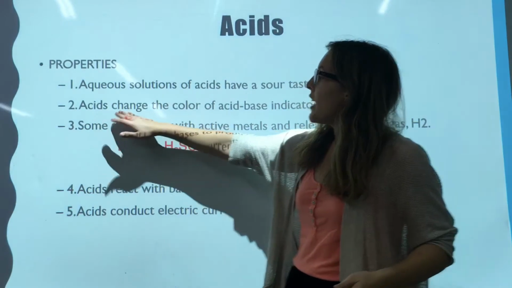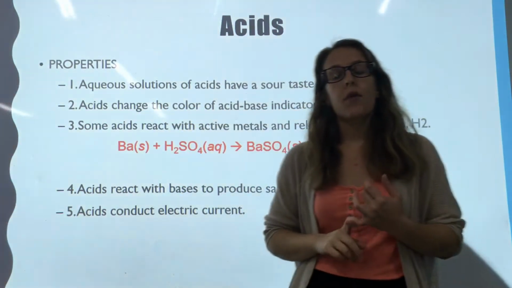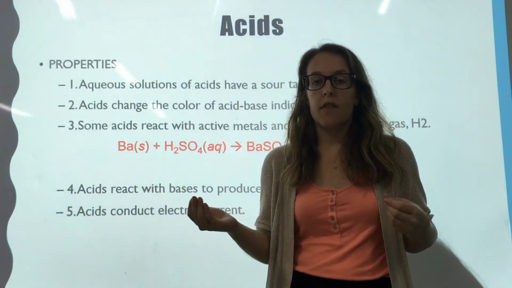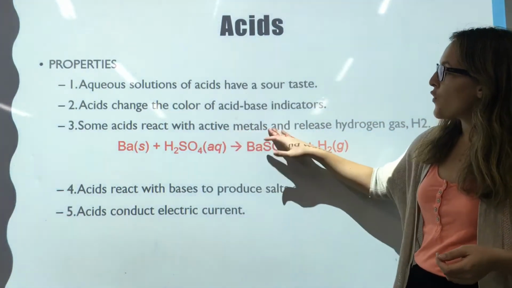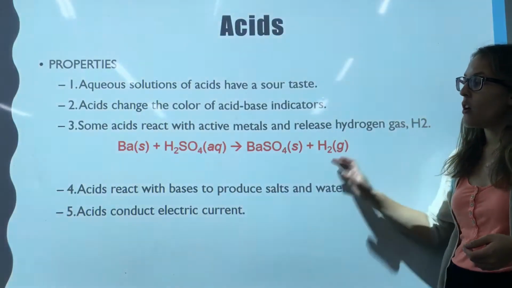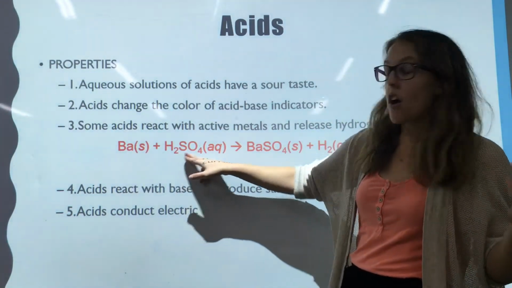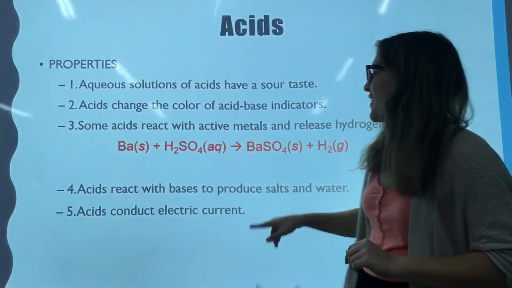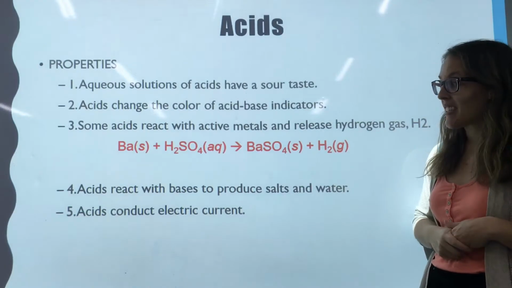So number 2, acids change the color of acid-base indicators. If we look at pH strips, an acid shows a different color than a base. Number 3, some acids react with active metals and release hydrogen gas, H2. So if we look at barium, which is a metal, reacts with, what's this acid? Sulfuric acid, to make barium sulfate and hydrogen gas.